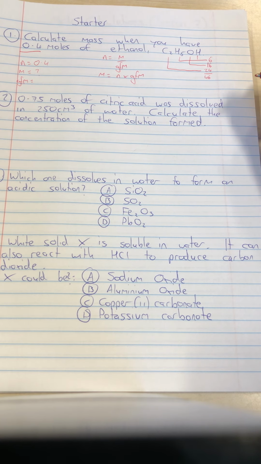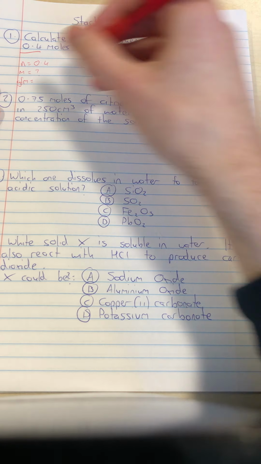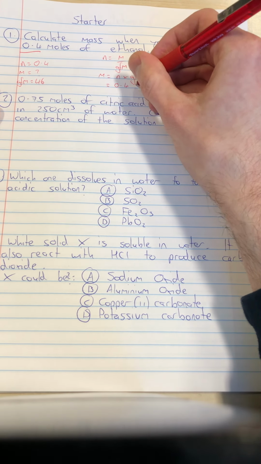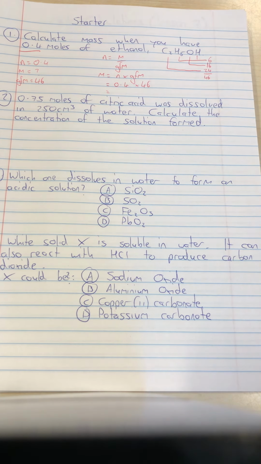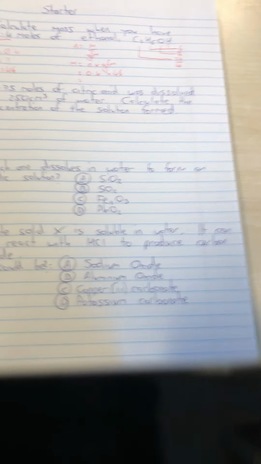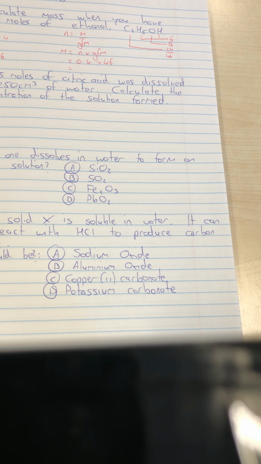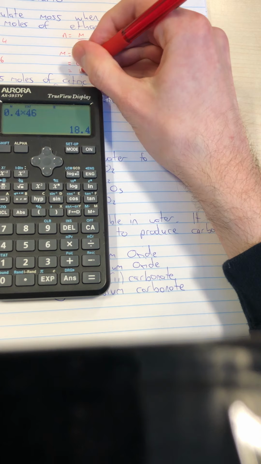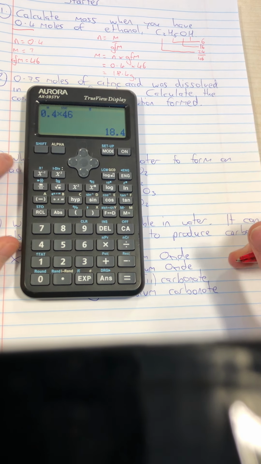Okay? Right. And the GFM is 46, so that is 0.4 times 46. And if we do that in our calculators, that's 0.4 times 46, and that is giving us 18.4 grams. Okay?